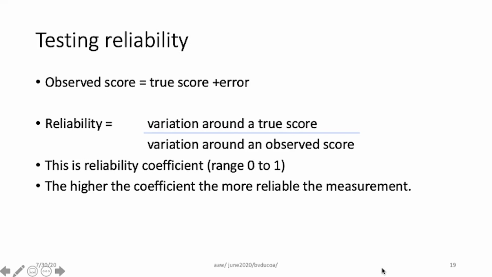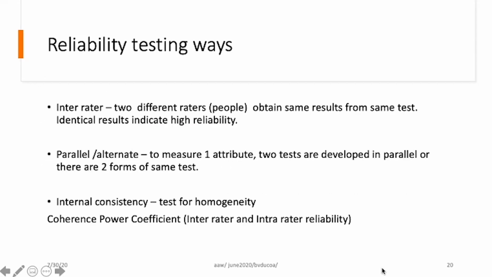So there are certain methods to test reliability. These are statistical tests and calculations. Observed score is equal to true score plus error. Reliability equals variation around a true score divided by variation around an observed score. The reliability coefficient ranges from 0 to 1, and the higher the coefficient, the more reliable the measurement. Reliability is also known as inter-rater: two different raters obtain the same result from the same test. Identical results indicate high reliability.